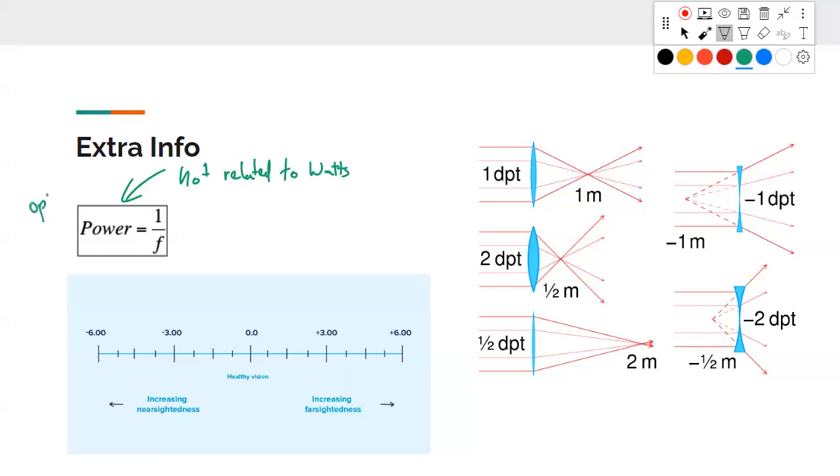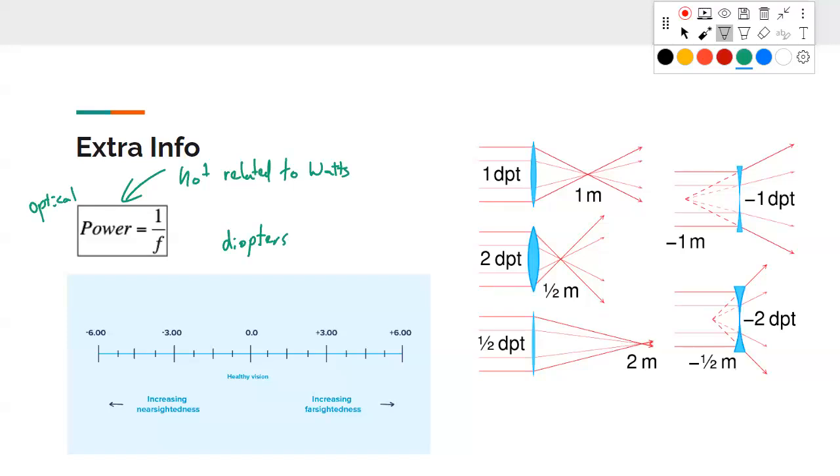So optical power is measured in diopters. I think it's spelled like that; there might be an extra vowel in there. These are the numbers, if you have to wear glasses like I do, that the optometrist tells you that seem very confusing. Most people know that the bigger the number is, the worse your eyesight is.